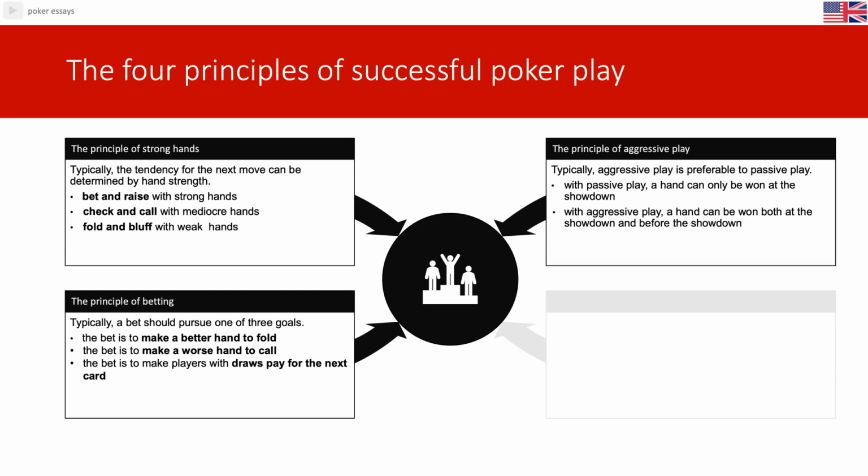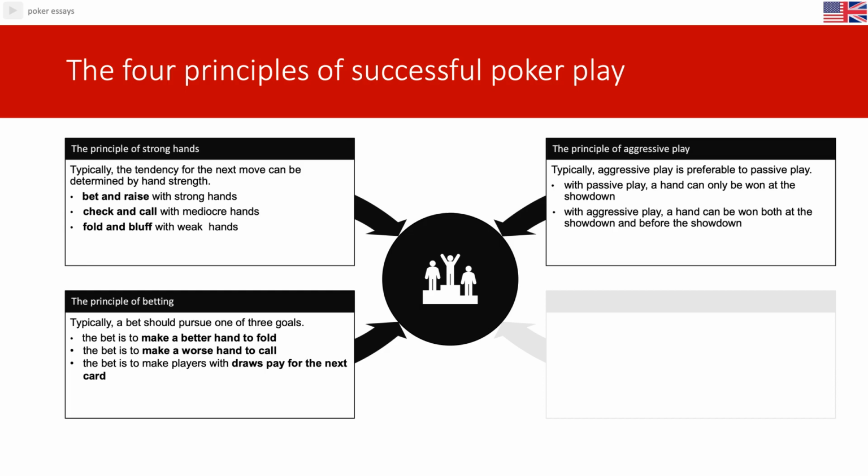Typically, a bet should pursue one of 3 goals. Goal number 1, the bet is to make a better hand to fold. That is, if you want to win the pot without a showdown. Goal number 2, the bet is to make a worse hand to call. That is, if you expect to win the showdown and want to see more chips in the pot. And goal number 3, the bet is to make players with draws pay for the next card. That is, if you do not want to give your opponents the chance to draw for free.